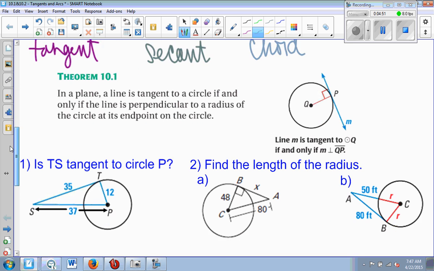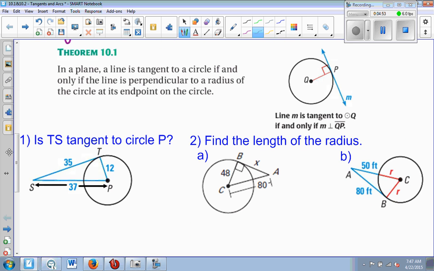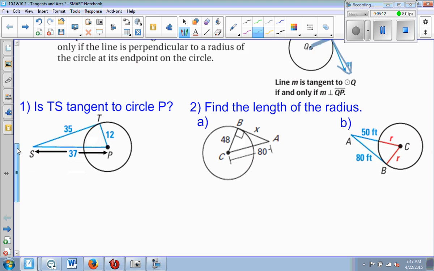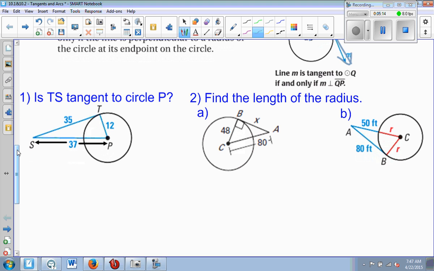So moving down, a couple of different properties about tangent lines. Number one, anytime you draw a tangent line on a picture, if you connect the radius to the tangent line, they are always perpendicular. So a radius and a tangent line are always perpendicular. So let's talk about number two first, letters A and B.